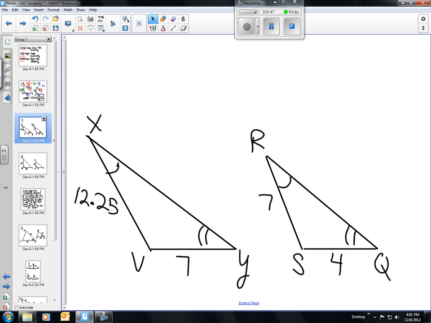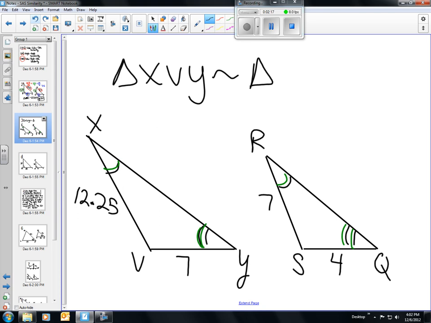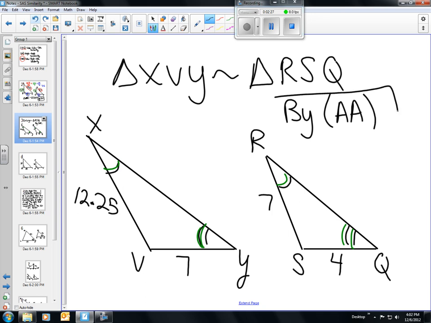Okay? Let's go ahead and look at number 2. In number 2, we know that we don't have enough information to use the side-side-side theorem because we don't know the side XY or RQ. And so instead we need to use the angle-angle similarity theorem, which says we've got this pair of congruent angles here with Y and Q, and then we have this pair of congruent angles with X and R. So then we would be able to say that triangle XVY is similar to triangle RSQ by the AA similarity theorem.